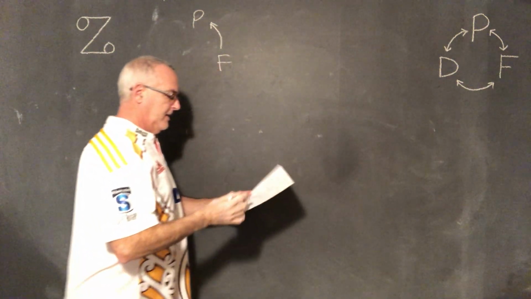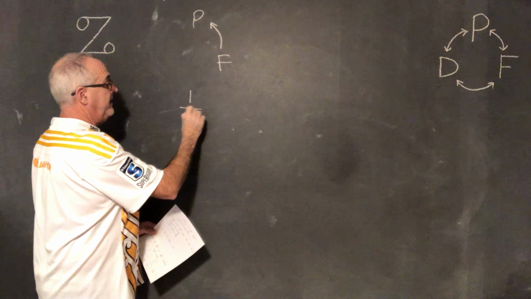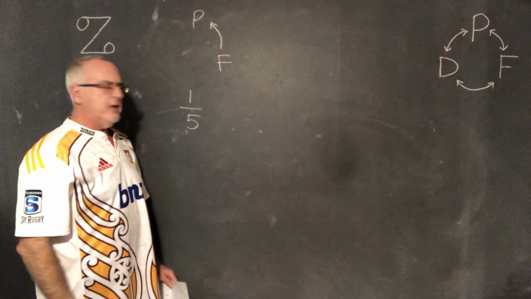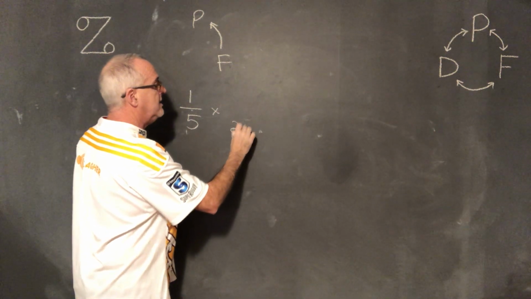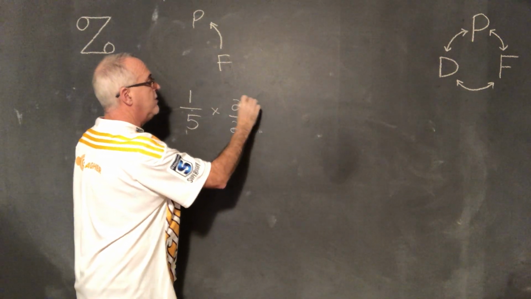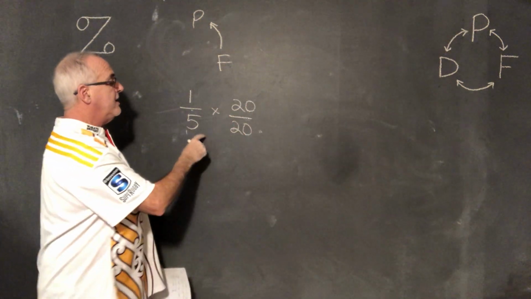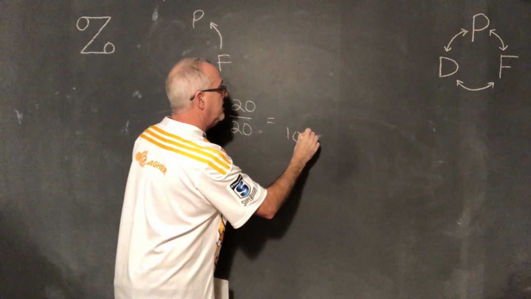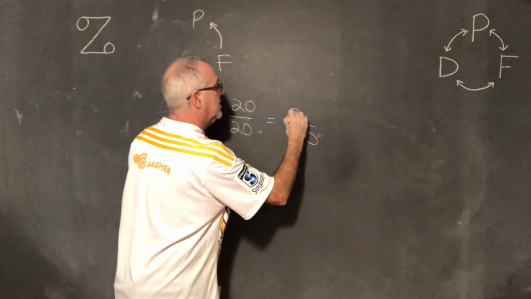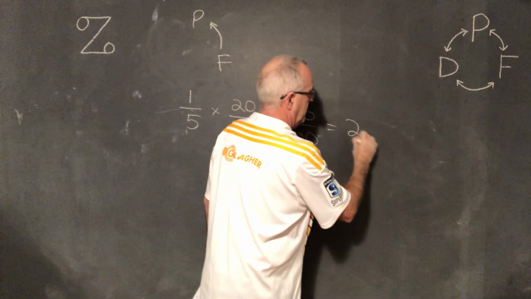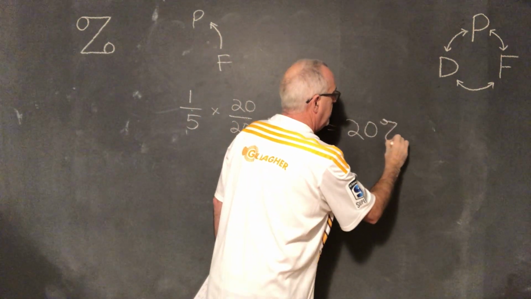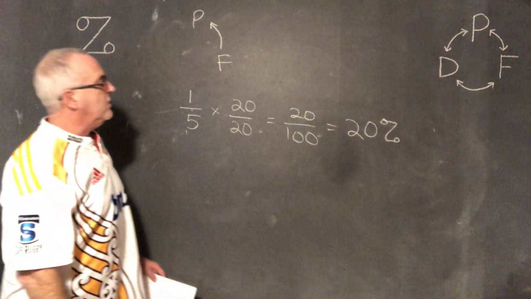How about 1/5? 1/5. No problem. We can make 5 turn into 100 by multiplying it by 20. So therefore, the version of 1 I want is 20/20ths. 5 times 20 equals 100, and 1 times 20 equals 20, and 20 out of 100 means 20%, because that's what that word percent means. Wow, that was fast. Okay, that wasn't hard.